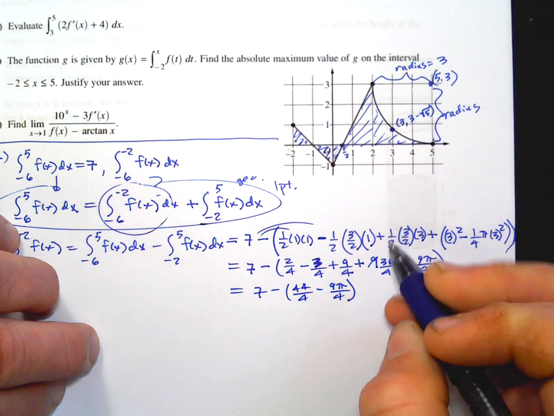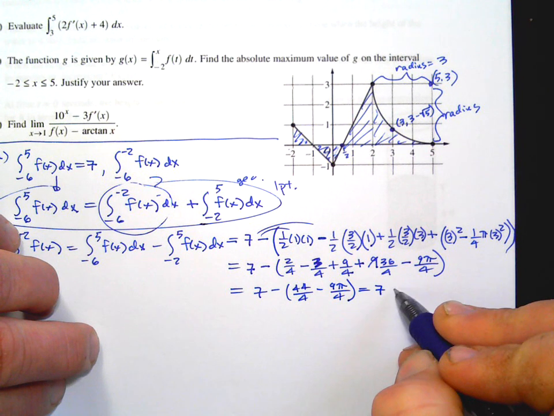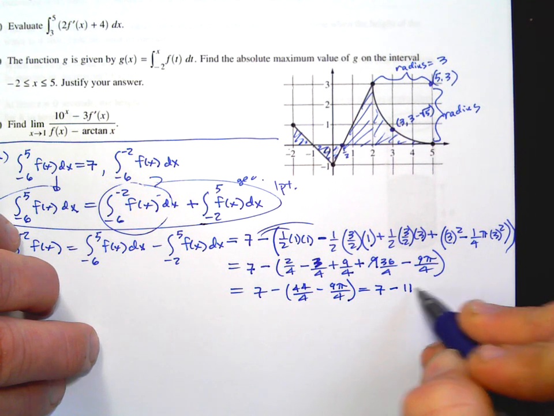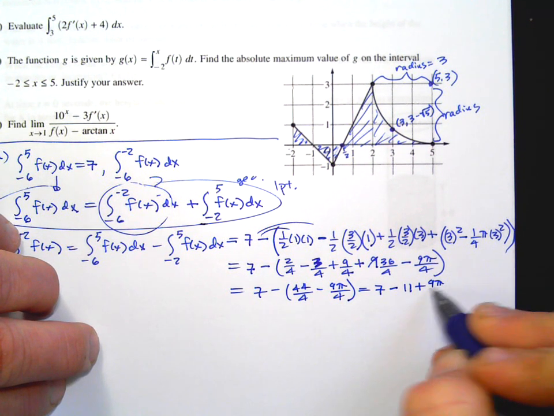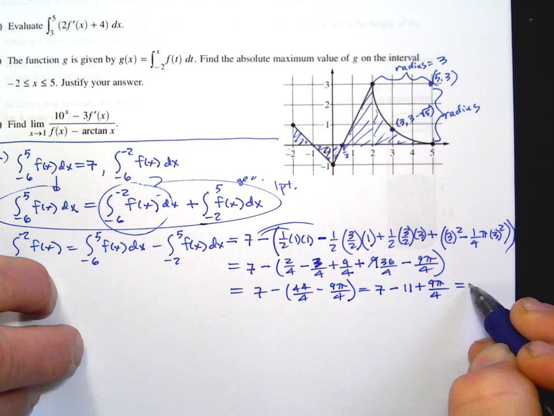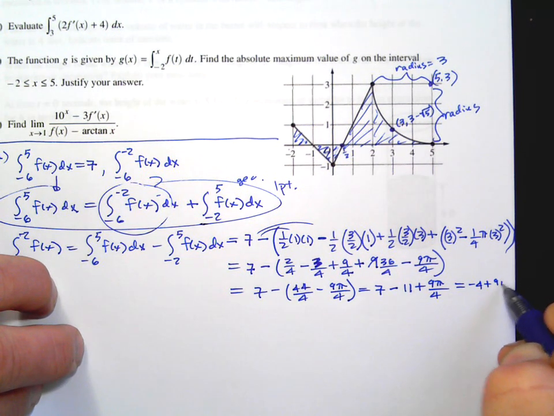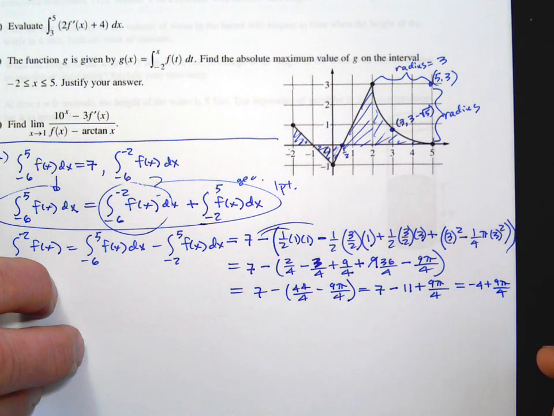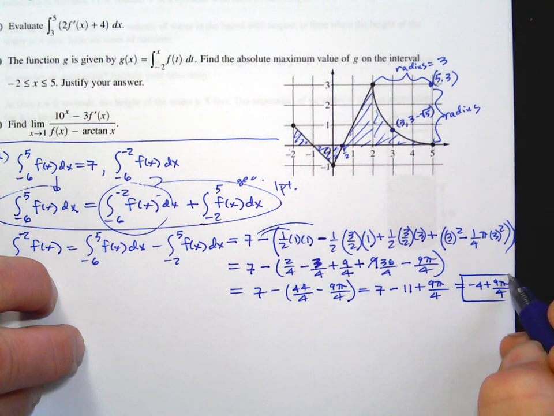Okay, and so then we have 7 minus 11 plus 9 pi over 4. And finally, we get -4 plus 9 pi over 4. That's your answer.